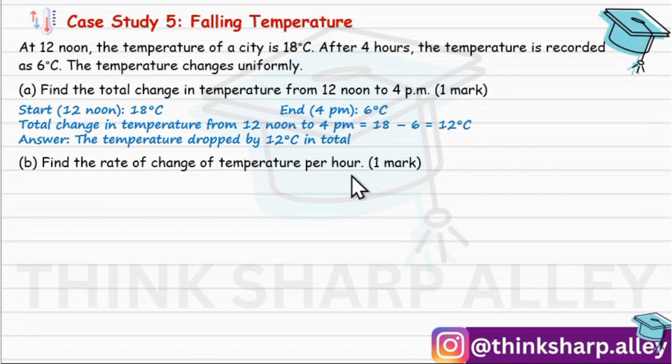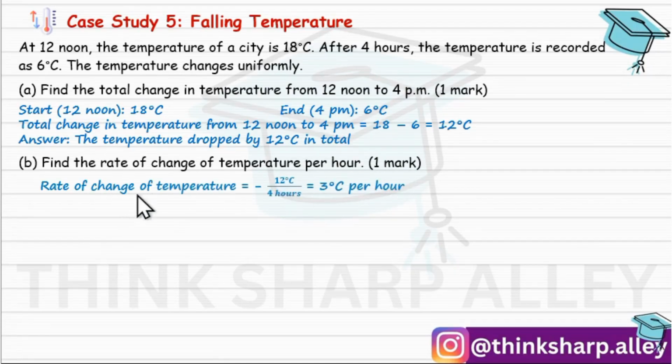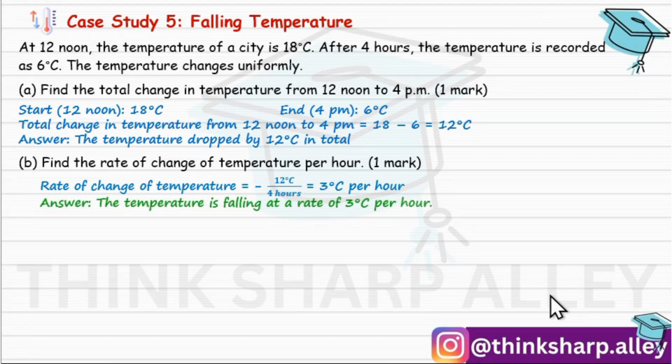Now to find the rate for just 1 hour, we have to divide. Remember the formula, rate of change of temperature is change in temperature divided by number of hours taken. So 12 divided by 4 gives me 3 degrees Celsius per hour. That means the temperature is falling at the rate of 3 degrees Celsius per hour.